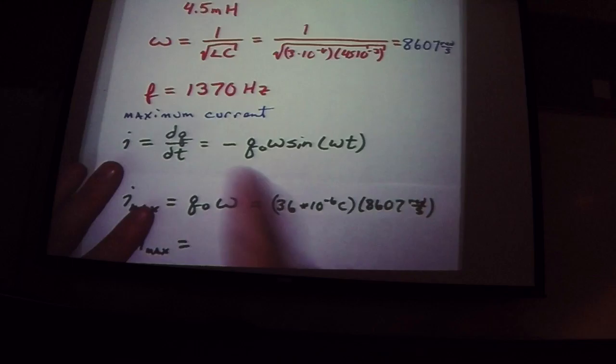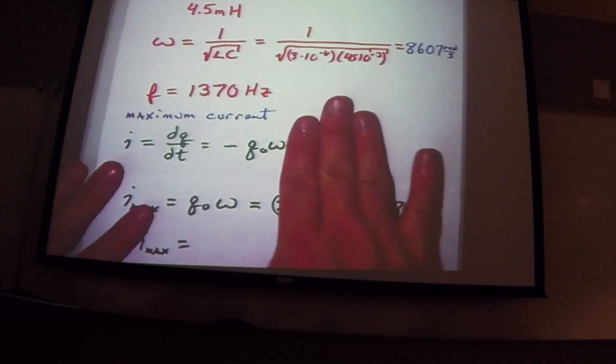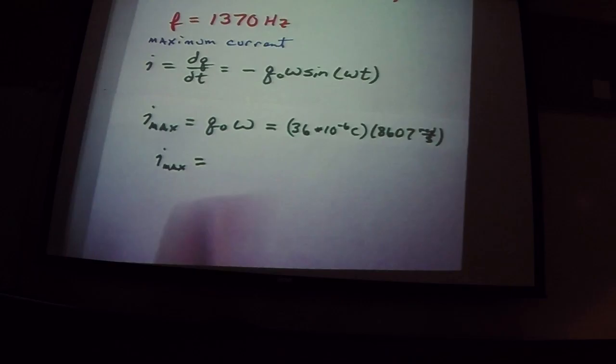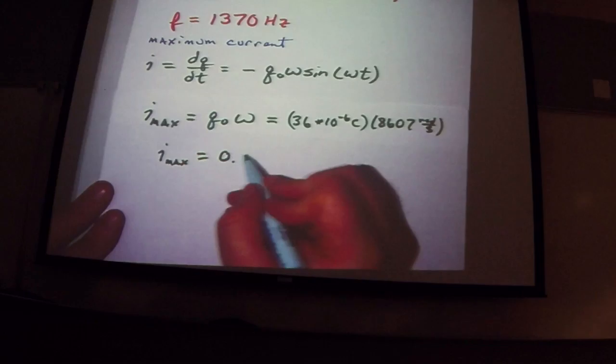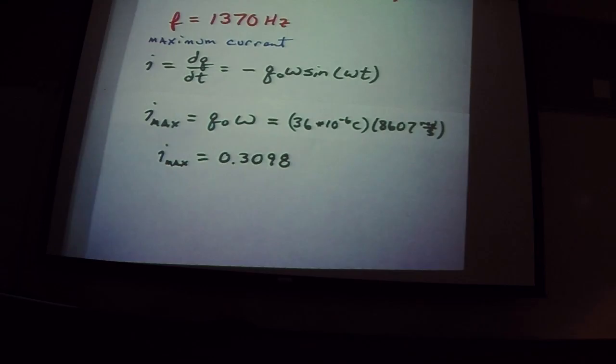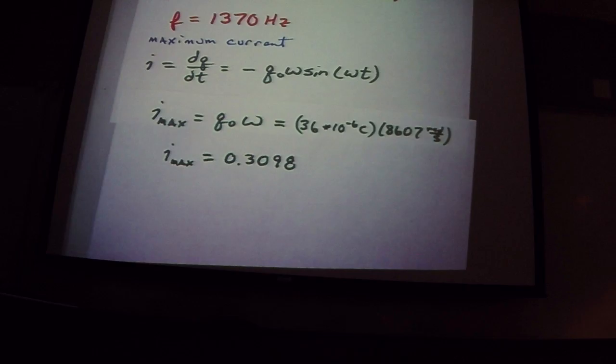What is it? Why did we get the Q naught omega? Because if I look at this function right here, its maximum value occurs when that is 1. Yes. 0.3098. I'll trust that. Units of that? Coulomb radians per second.